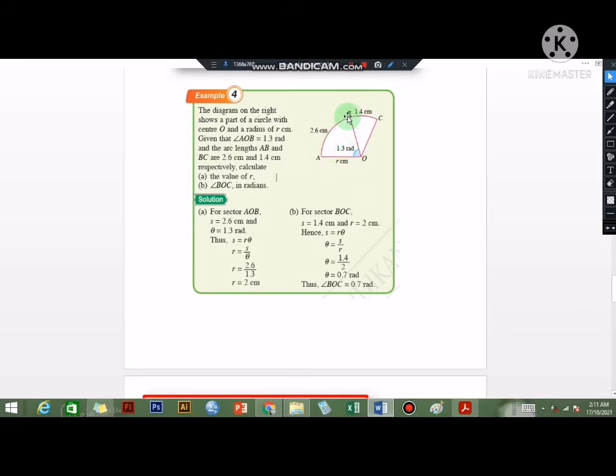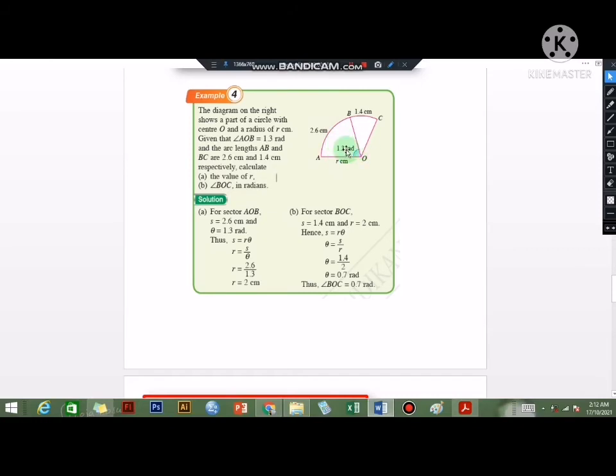and the arc length AB and BC are 2.6 centimeter and 1.4 centimeter respectively. So AB is 2.6 centimeter and BC is 1.4 centimeter. Look at A, which is to calculate the value of R. So where is R? R is the radius. The question asks you to find the value of R.